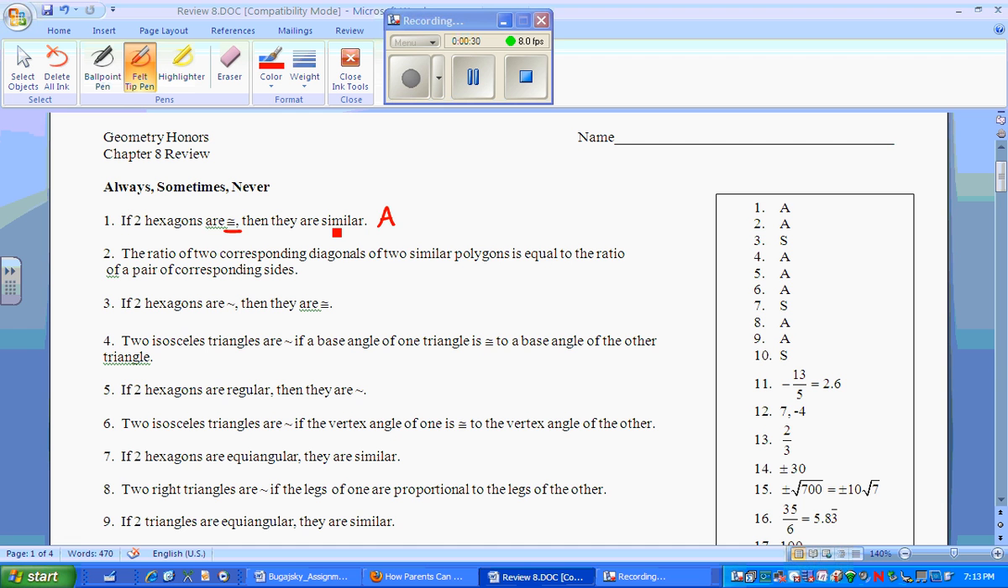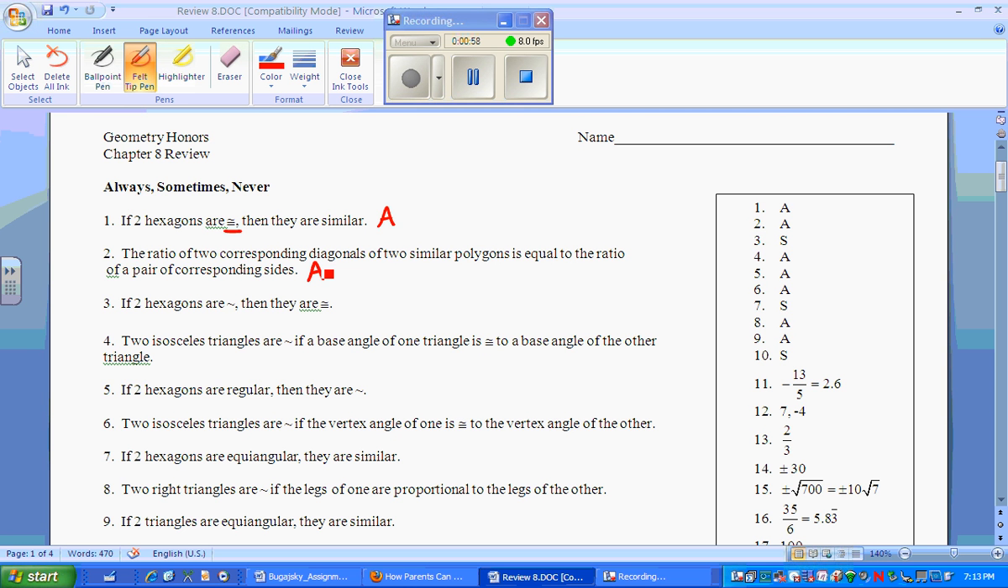2. The ratio of two corresponding diagonals of two similar polygons is equal to the ratio of a pair of corresponding sides. That answer is always, because you know that corresponding angles need to be congruent. When they're in a ratio, the ratio of perimeters is equal to the ratio of sides, and the ratio of diagonals has to be the same.